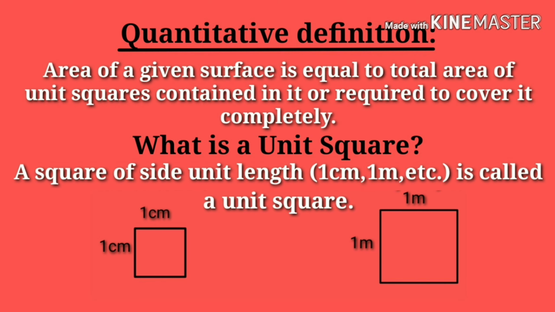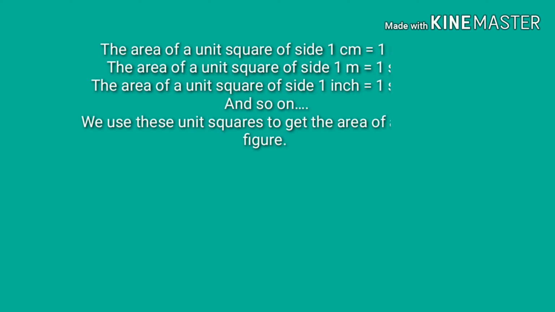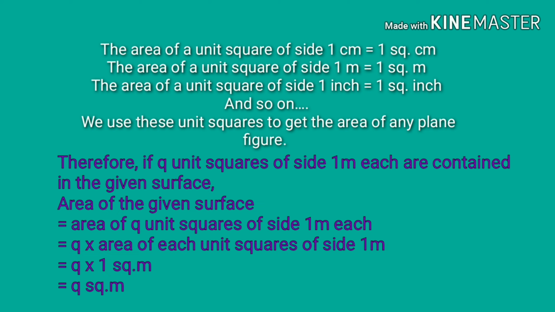On the left we have a unit square of 1 centimeter. On the right we have a unit square of 1 meter. The area of a unit square of side 1 centimeter is taken as 1 square centimeter. The area of a unit square of side 1 meter is taken as 1 square meter. And similarly, the area of unit square of side 1 inch is taken as 1 square inch, and so on. We use these unit squares to get the areas of any plane figure.